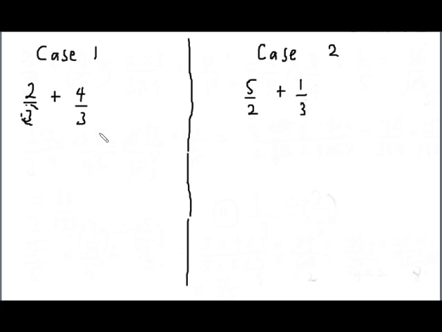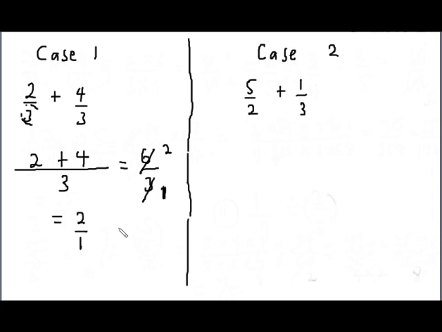Okay, so for the first case, when you have the same denominator, you simply bring out the denominator by saying 3. Then you add the numerators of the fractions by saying 2 plus 4, which is 6, divided by 3. We know that 3 can go into 6 twice, and 3 can go into 3 once. So this ultimately equals 2 over 1, and it is equal to 2.